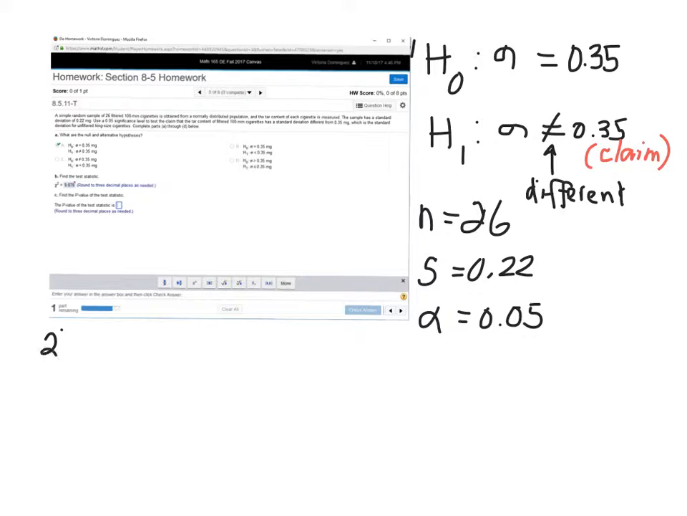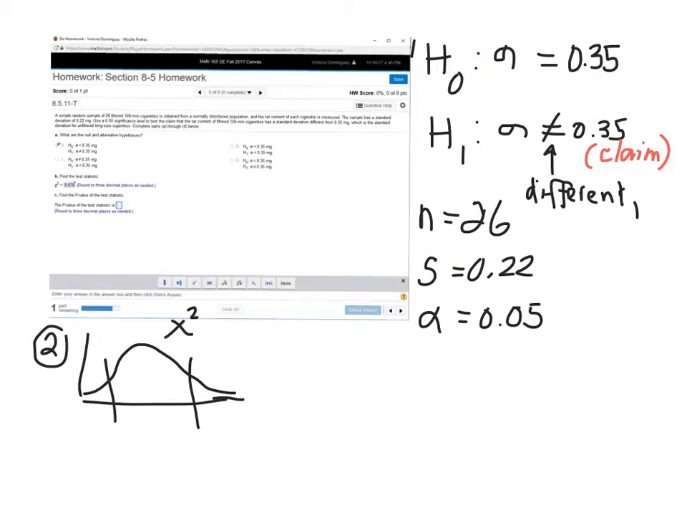So step 2, let me label this as 1. Step 2 here, we will draw the actual chi-square distribution. That's what we're going to use to run this test. So chi-square, it's pronounced chi like a kite, not chai like chai tea. Chi like a kite. And we have a two-tailed test because we have the not equals in the alternative hypothesis.